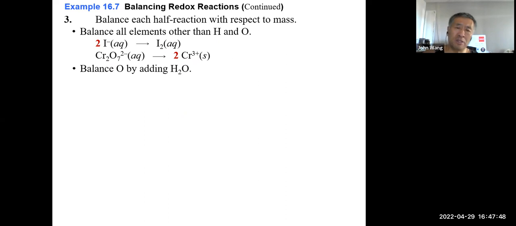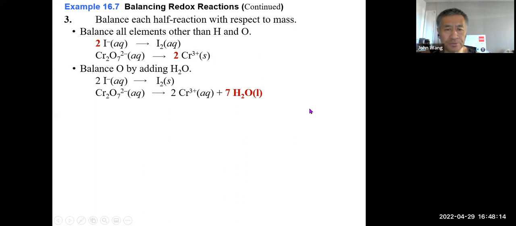You cannot use some other thing to balance the oxygen. If you see there are seven oxygen on the left, you don't have any oxygen on the right, you don't use O2 or anything else, you're just using H2O, water. So if you're adding one water, you're getting one oxygen. So we need seven oxygen, therefore we need seven H2O. The state for H2O will be liquid.